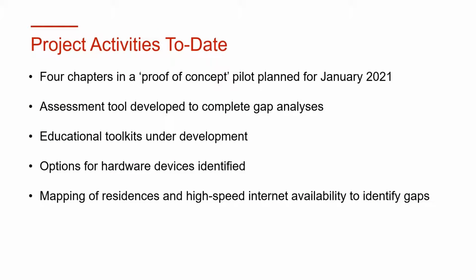So where are we? As of today, we have identified 4 ALS Association chapters covering a 10-state area to participate in a proof of concept pilot. We have developed an assessment tool to help us identify the specific needs in the community. We are creating toolkits for both chapter staff and end users around technology and connection. We have identified options for hardware needed for optimal connection, and we have created maps to show high-speed internet coverage gaps across the pilot chapter area.